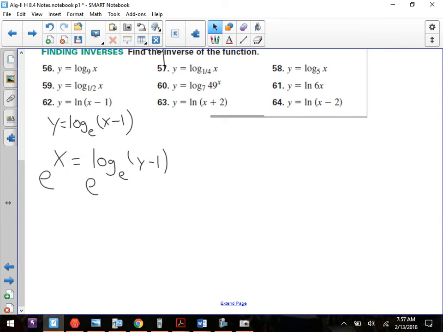So when you get e to the x equaling e to the log base e of the jump, what happens to the jump then? It drops down. So you wind up with e to the x is y minus 1. You get y by itself, you get e to the x plus 1 is y.